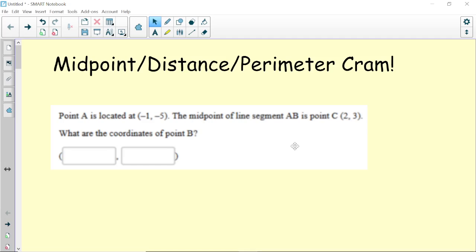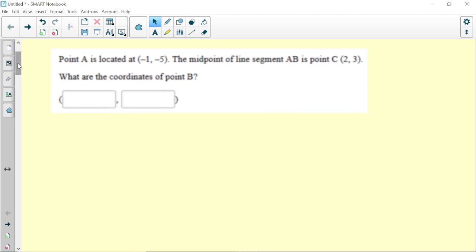So we're going to do some review OST prep on midpoint, distance, and perimeter. This first questionnaire is on midpoint, which we did way back in September. So I'll look back at the beginning of our OMGs at our notes.